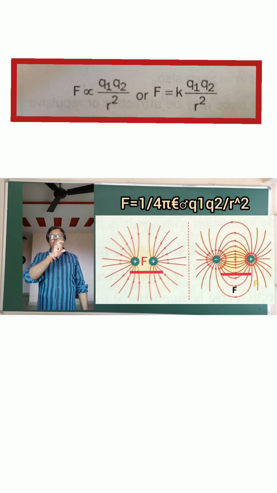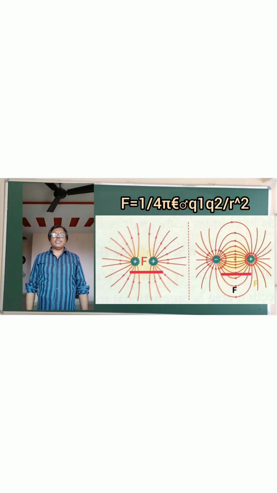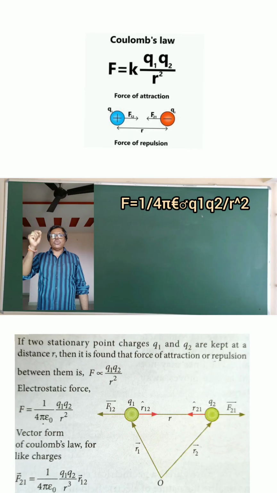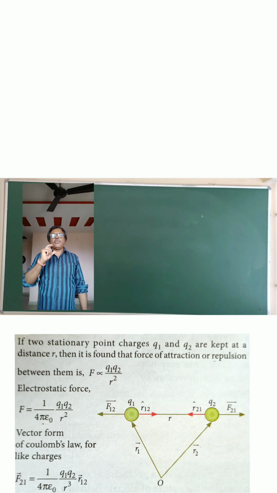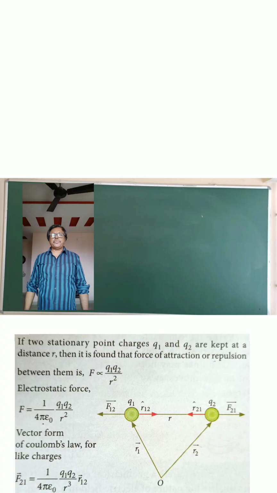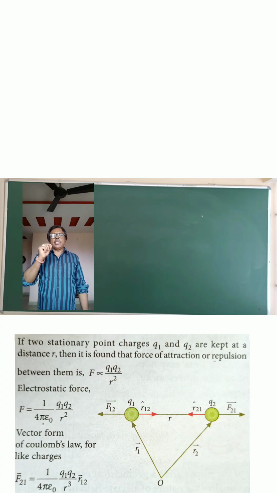Therefore, F is proportional to Q1 into Q2. F is inversely proportional to R square. These two relations can be combined together as F is proportional to Q1 Q2 by R square. F is equal to some constant K into Q1 Q2 by R square, where K can be taken as 1 by 4 pi epsilon 0, where epsilon 0 is the permittivity of free space or vacuum.